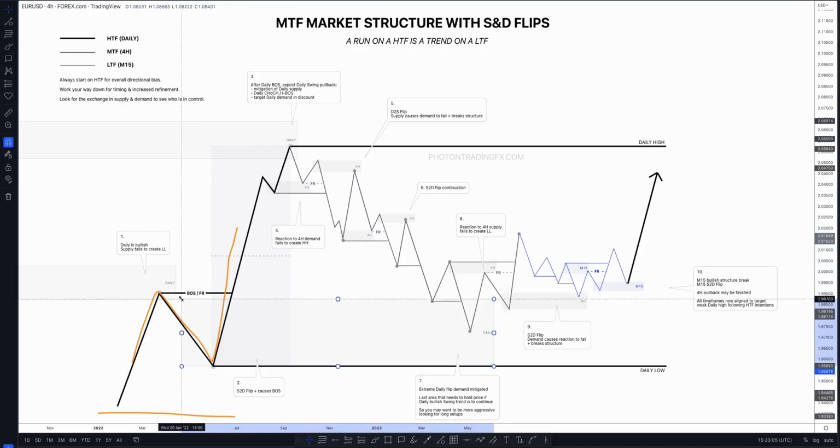So you could take the whole range, right? You can draw it from the top of the reaction down to the bottom of the reaction. And now this is your whole daily range demand. It's the whole swing range, right? The whole swing pullback.